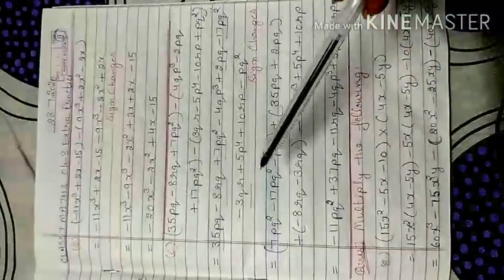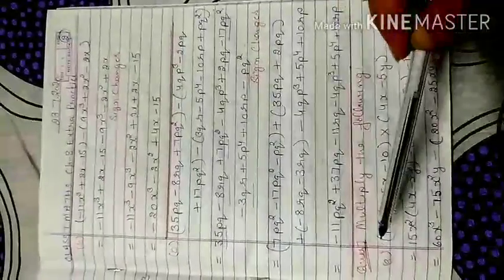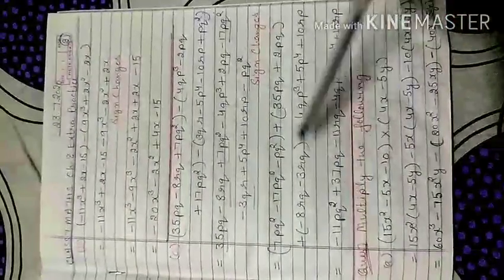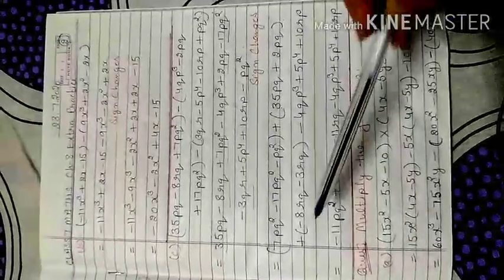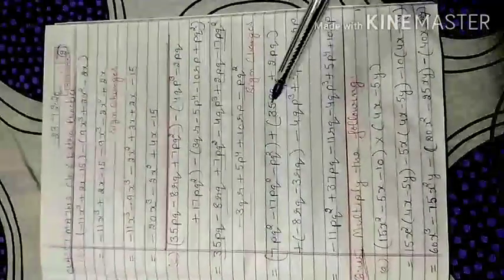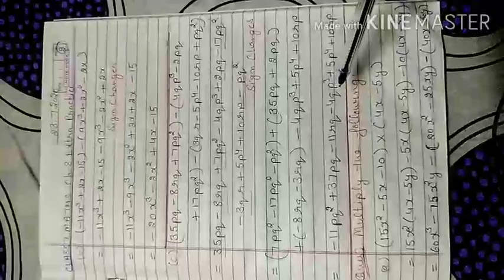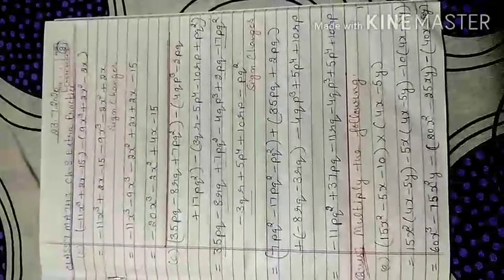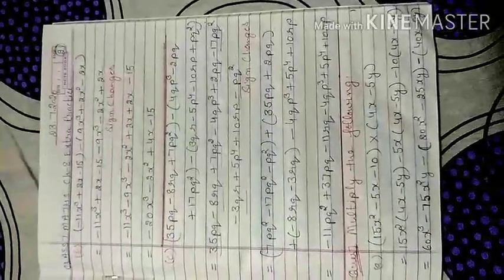Now you just add the like terms. 7 minus 17 minus 1 gives me minus 11pq square, 35 plus 2 is 37pq, minus 8 minus 3 is minus 11rq, minus 4qpq plus 5p4 plus 10rp. That is written as it is.